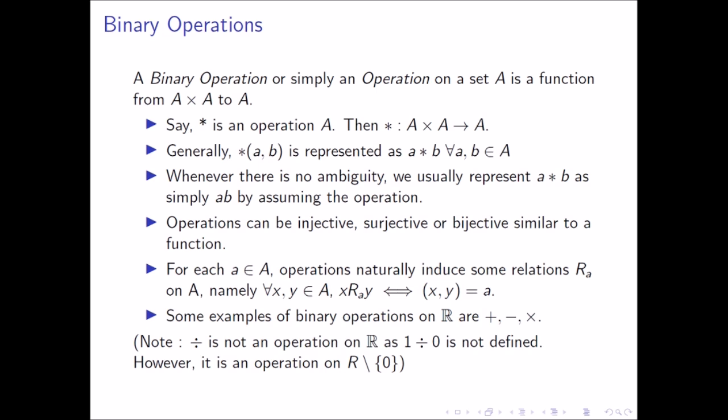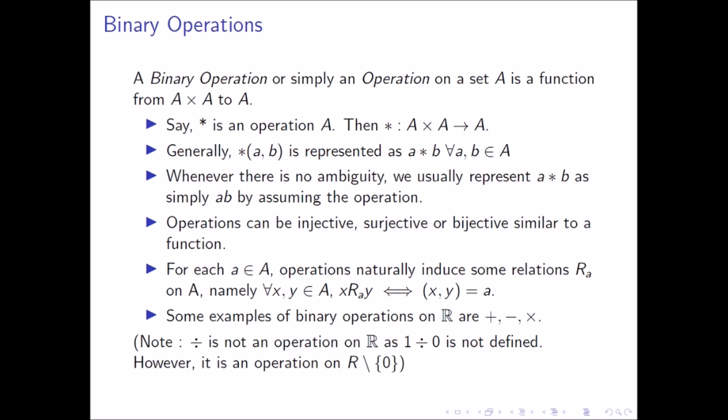Whenever there is no ambiguity, we further shorten this by writing it simply as ab, by assuming that the operation is known and we don't need to write it explicitly. So we write it as ab. Operations can be injective, surjective, or bijective, similar to a function. Can you think of an injective operation and a bijective one? Surjective is very easy. You can simply map (1, a) to a, or (a, b) to b. That's surjective, but that's neither injective nor bijective. Can you think of an injective or a bijective one?